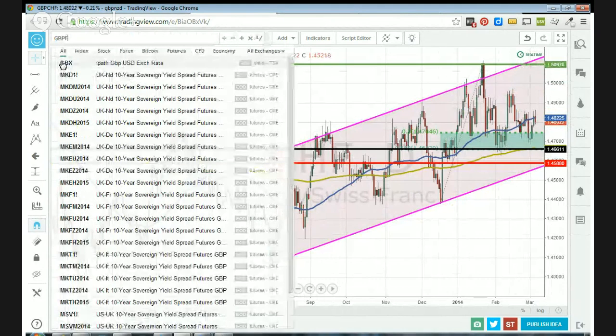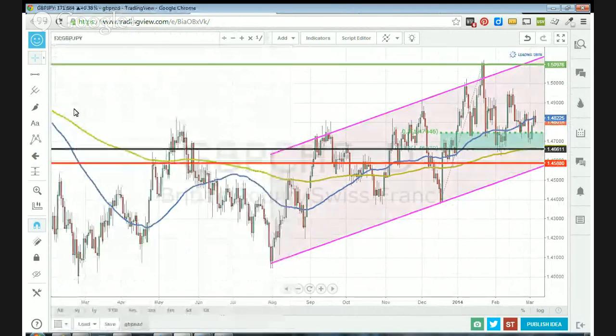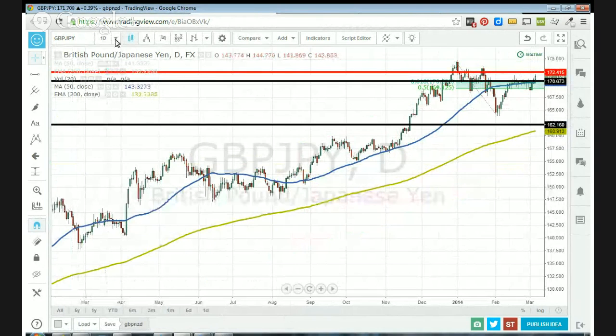Basically I want to enter at points where it looks like the market is going to turn. If you're in the middle of a range and there's no sign the market would turn there, then there's no real point. Pound yen, I'm in on this trade.